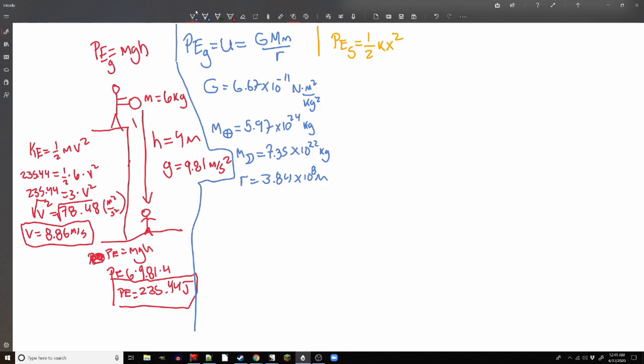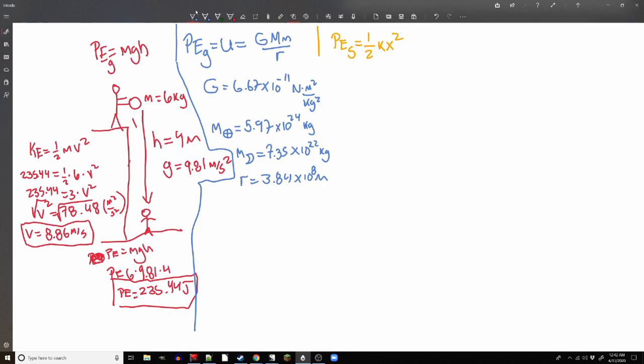We can plug all those things in to GMm over R, which I'm going to do right now. So 6.67 times 10 to the negative 11 times Earth's mass, 5.97 times 10 to the 24, times moon's mass, is going to be a large number, 7.35 times 10 to the 22. All of that divided by 3.84 times 10 to the 8. This is a rather large number.